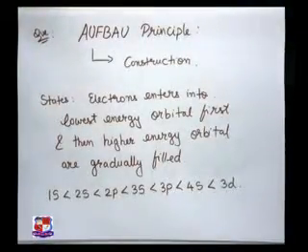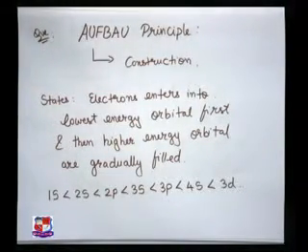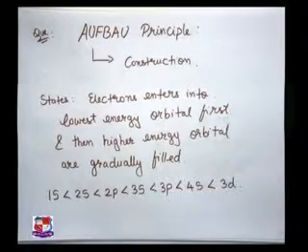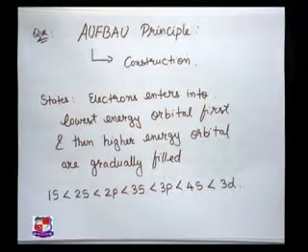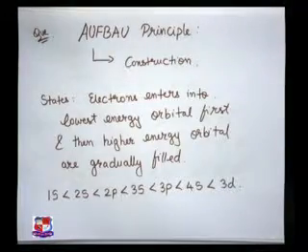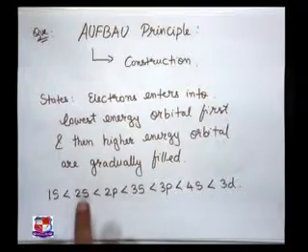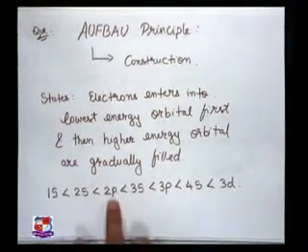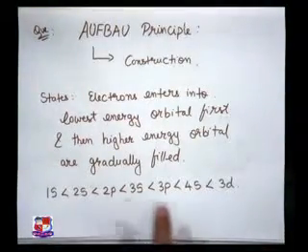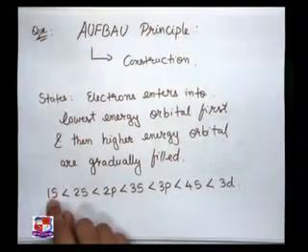Then we started with a very important principle, the Aufbau principle of construction. That plays one of the major roles in chemistry. What it states is that electrons enter the lowest energy orbital first, and then higher energy orbitals are gradually filled. Look here, the 1s orbital has the lowest energy compared to 2s, the 2s orbital has lower energy compared to 2p, and the 2p orbital has lower energy compared to 3s. So all these things we have discussed. Now the electron is going to first enter the 1s orbital.